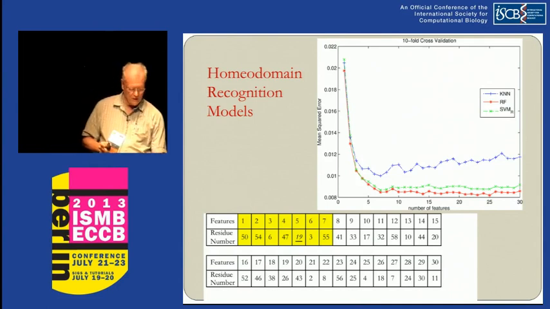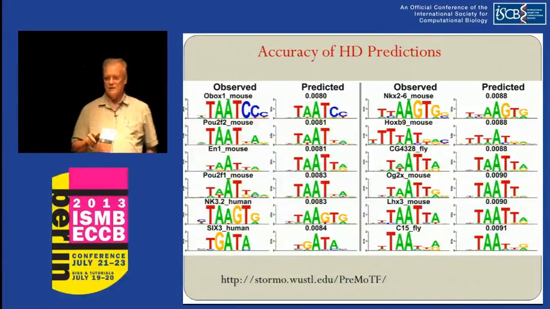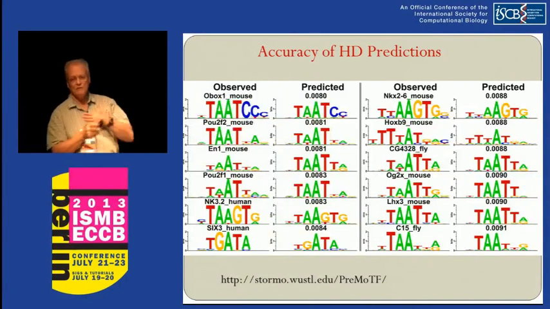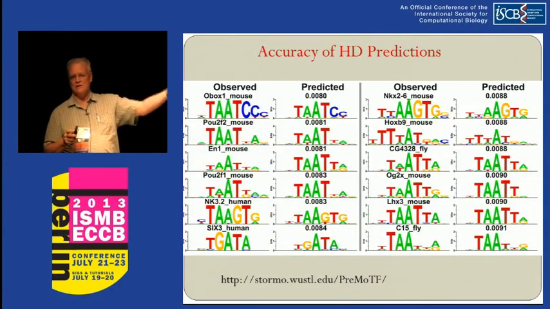So I'll just show you several examples. These are all examples that were picked to be around the mean. That is, half of the ones we do better than this, and half of the ones we do worse. So these are all ones that do about average.